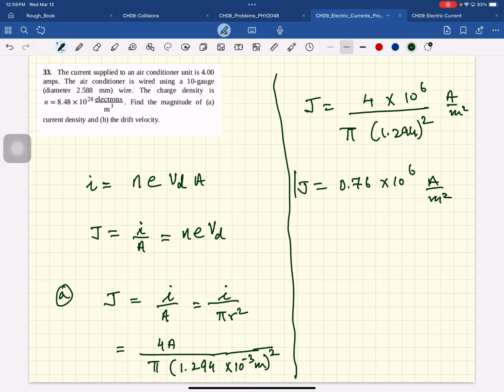So that is the current density. What this means is, in the air conditioning wire, so here's a meter square. If the wire were this thick, the current flowing through that wire would be 3/4 of a million amps. That's what that means.